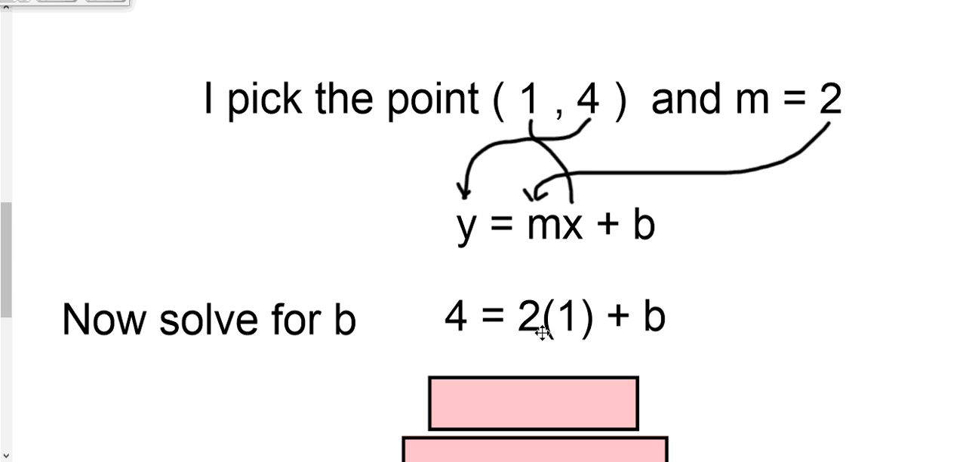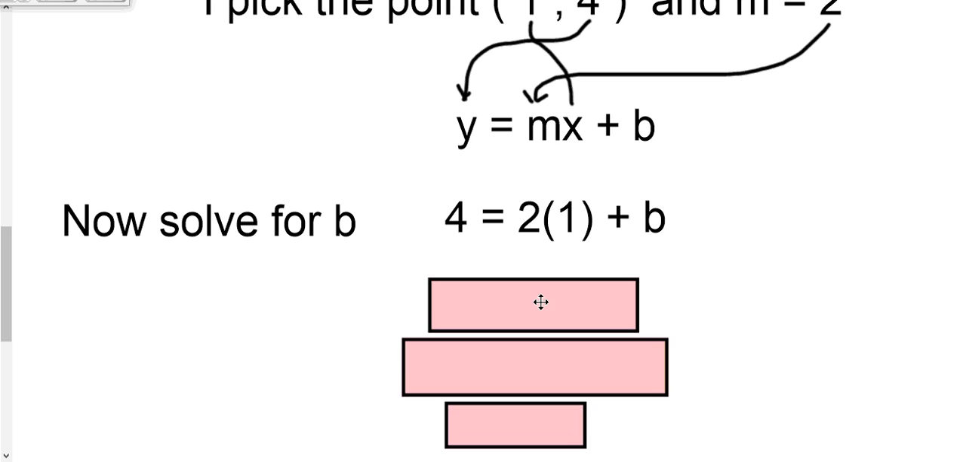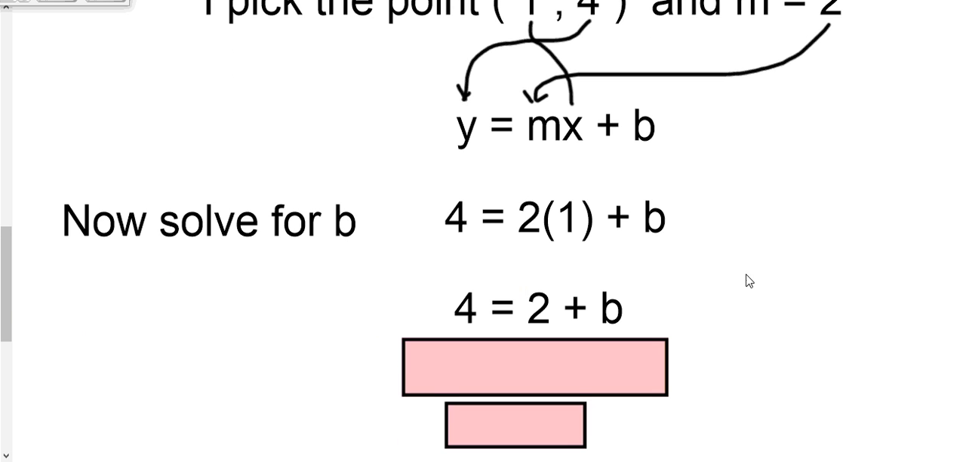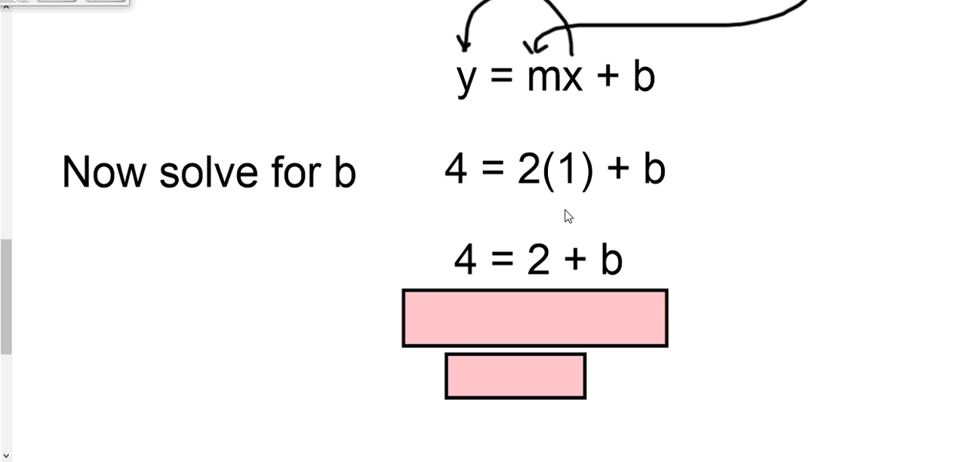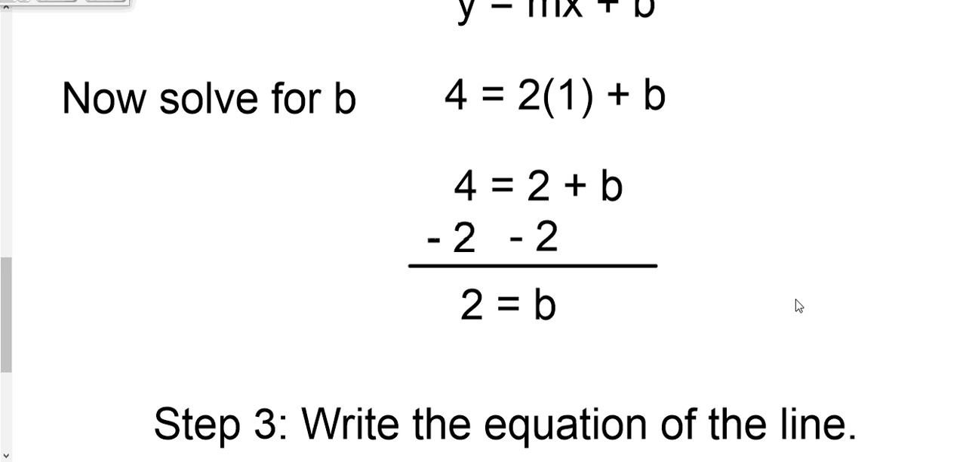Remember, mx means m times x, so we're going to multiply those numbers first. And that's what you'll do every time when you're doing this step. So 2 times 1 is 2. Then to isolate b or solve for b, we need to get rid of that 2. Since it's positive, we'll subtract 2 from both sides. And get b equals 2.